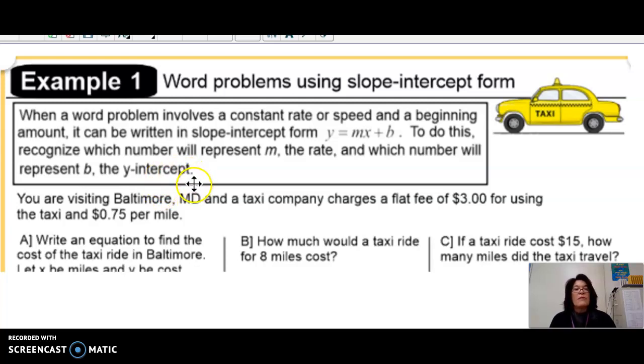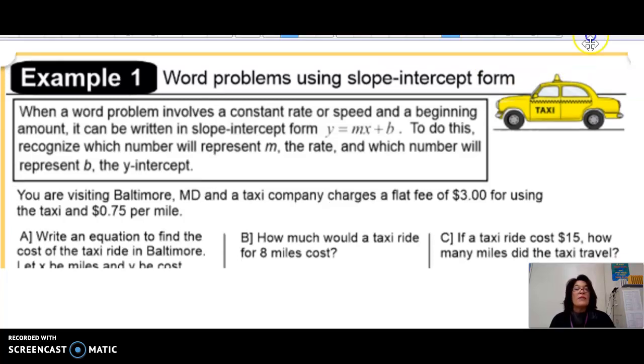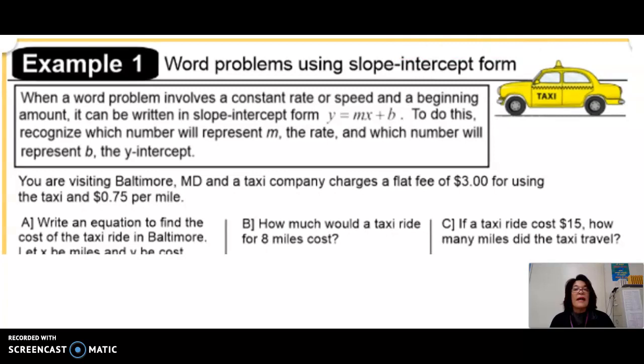So when we write these equations, I'm going to be asking you, what's the slope represent? What's the y-intercept represent? For example, let's say you're visiting Baltimore, Maryland, and you want to grab a taxi. The taxi charges a flat fee of $3 just for getting in the taxi, and then it's 75 cents per mile. Little hint is, as soon as you see that word per, that should alert you that that's the rate we're talking about. Per mile, 75 cents per mile. That's the rate of change.